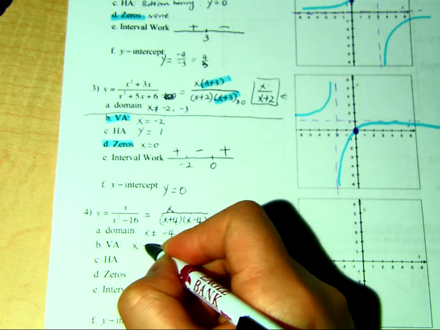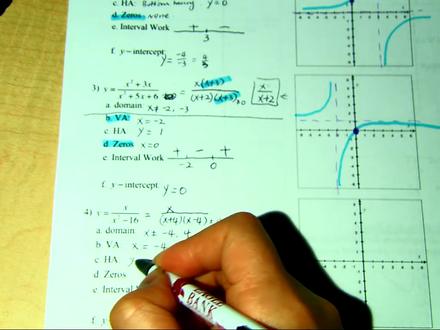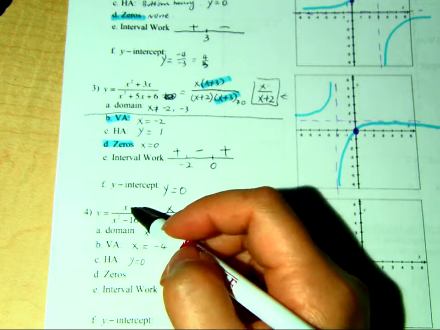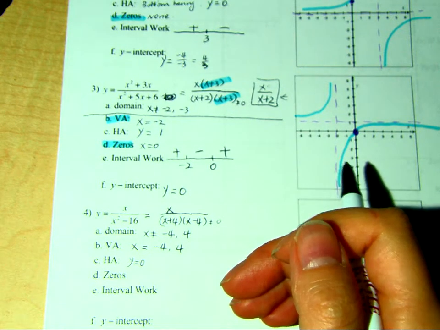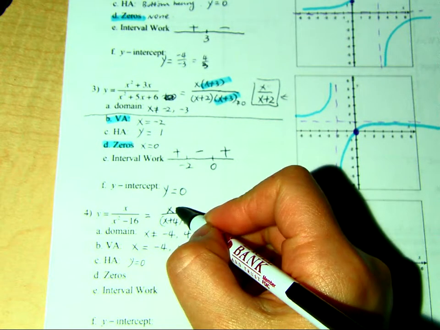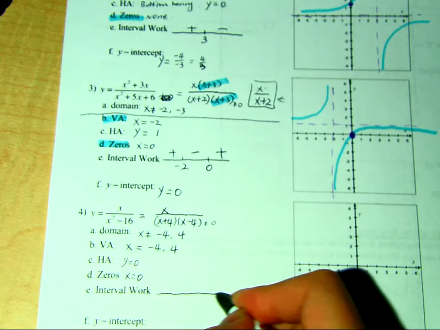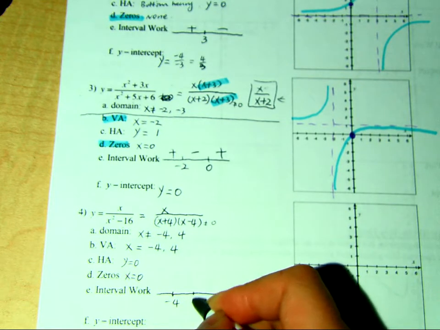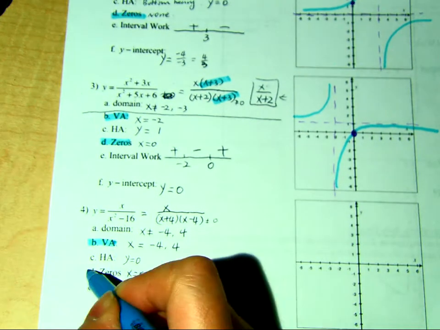That means VA is x equal to these two numbers. And the HA is y equal to 0 because this is bottom heavy. Power 1 on the top, power 2 on the bottom. That's why it is bottom heavy. And the zeros, we make the numerator equal to 0. That's why x equal to 0. And the interval work. So it'll be -4, 0, +4, because we need VA and the zeros.